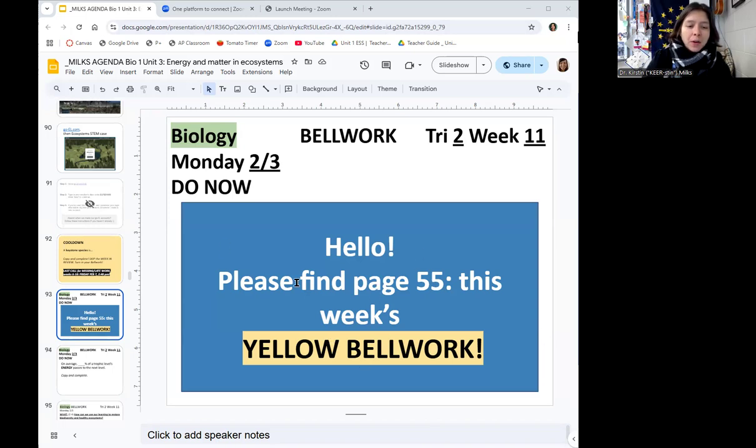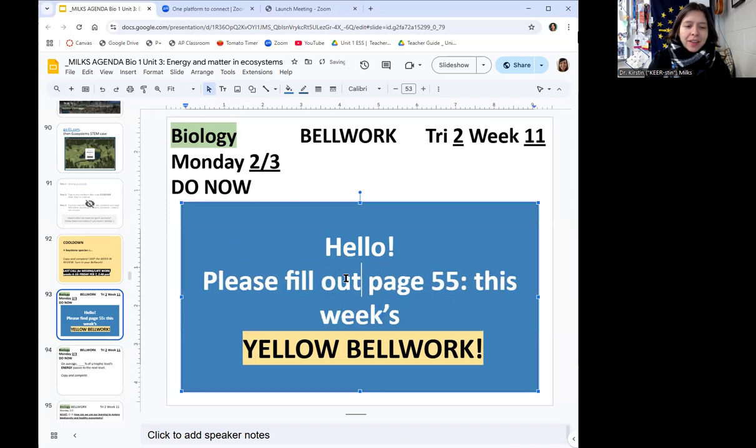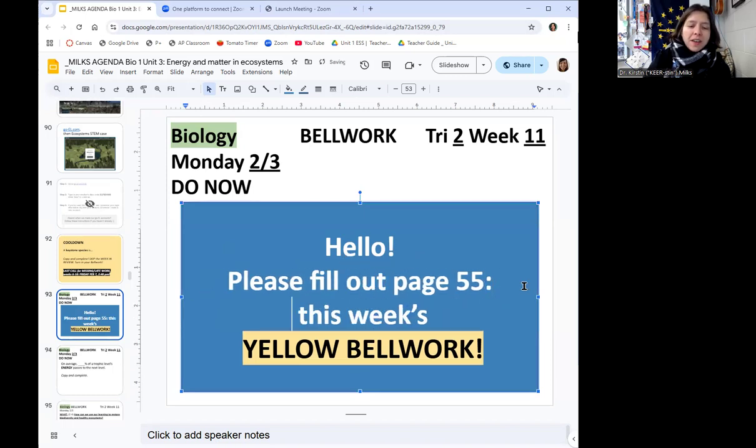And this week's yellow bell work, it should say fill out. My goodness. Good thing I'm doing this early. Page 55 is this week's yellow bell work. It is also the last yellow bell work in this class because our class ends next week.